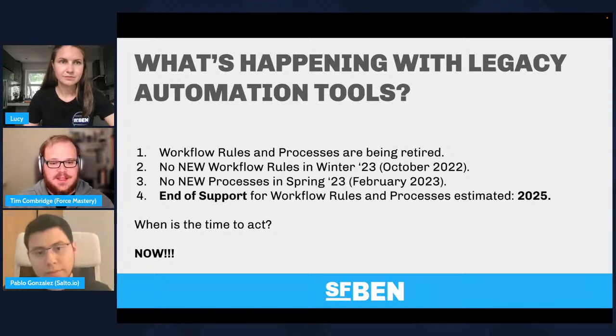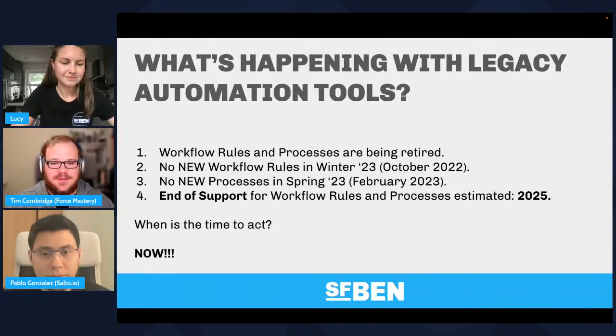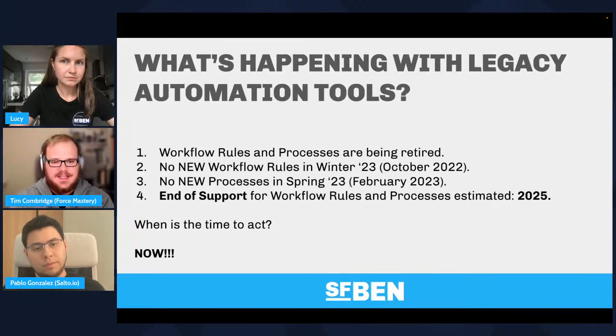The key points along that timeline, however, are that there'll be no new workflow rules created after Winter '23, which is coming up in October, so only a few months now. And then you won't be able to create any new processes early in 2023. So in February 2023, processes and Process Builder, you'll no longer be able to create new ones. So the end of support, in other words, end of life, complete retirement of these tools is estimated to be about 2025.